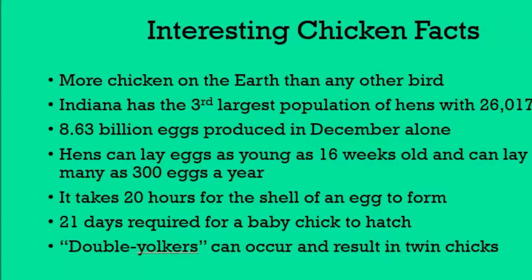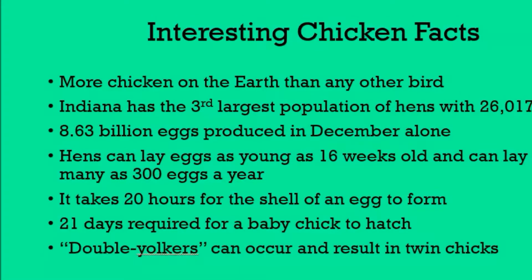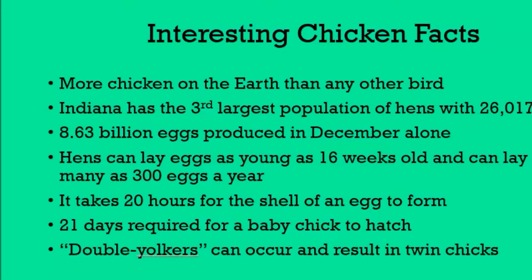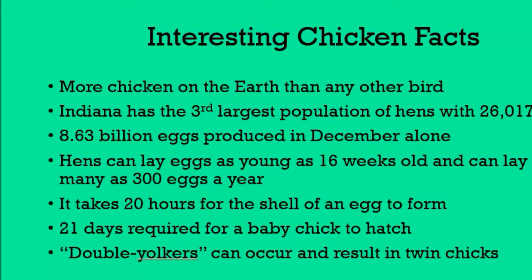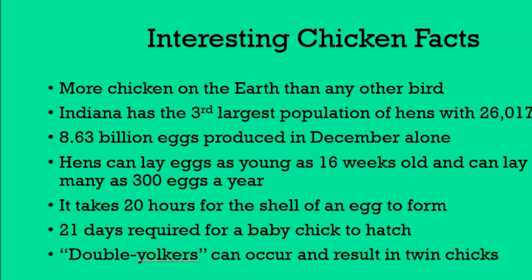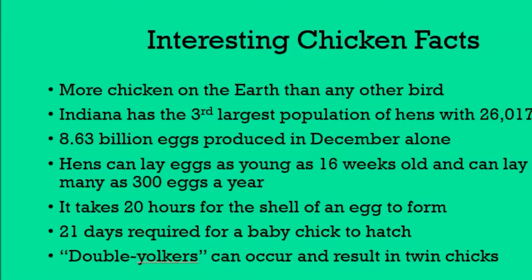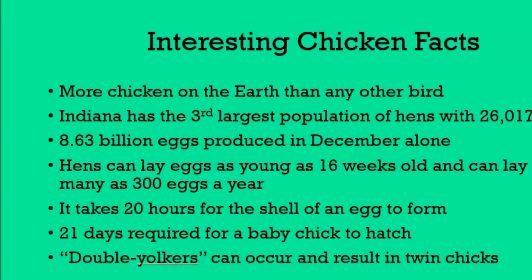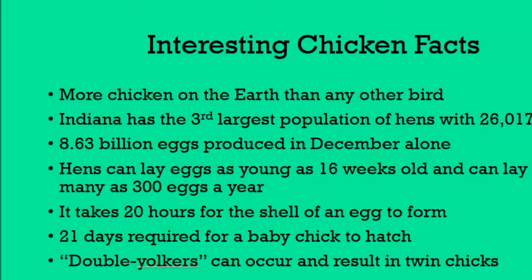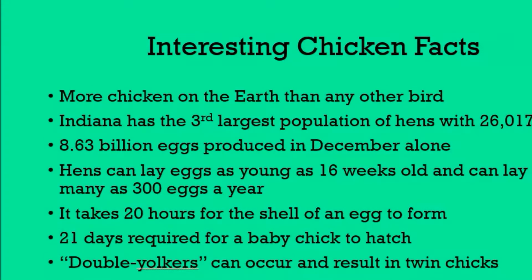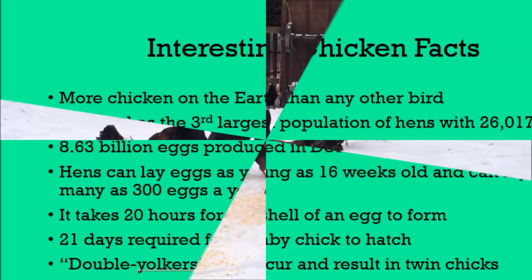It only takes 20 hours for the shell of an egg to form, but it takes 21 days for the baby chick to hatch. A rare circumstance can occur when the mother hen will release 2 yolks into the egg, which will result in a double yolker and can result in twin chicks being formed. Now, if that doesn't get you excited about egg reproduction, I don't know what will.